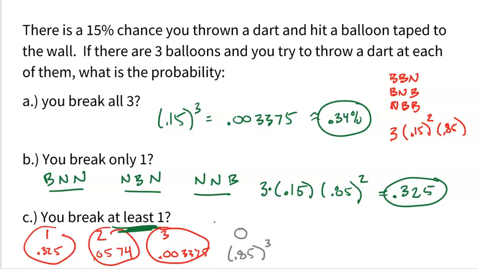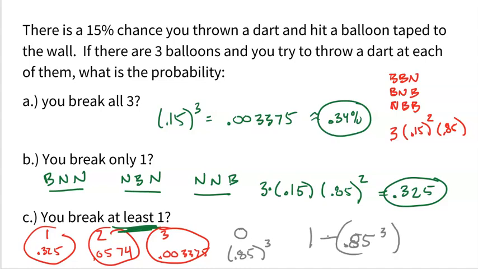So, think about that, right? At least one would be one break, two breaks, or all three break. The opposite of that would be none break. So, another way I can answer this question is to find the probability that none of them break. 0.85 to the third, and then do 1 minus that. So basically get rid of that.